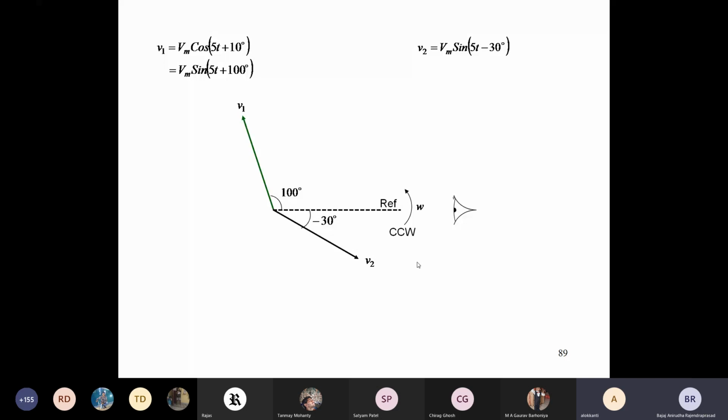Okay, sir. So in this also you can see what the total angle is, 130 degrees. So V1 leads V2 by 130 degrees. If it lags, you know what the language is. So V1 leads V2 by 130 degrees. That means if the eye is here, after V1 passes, then after 130 degrees V2 will pass.